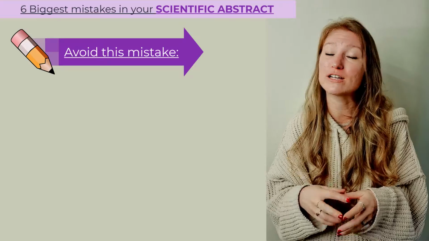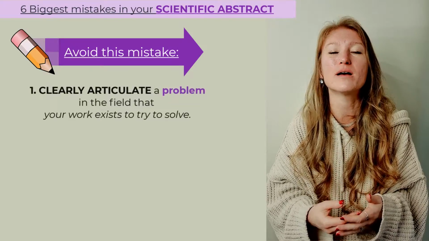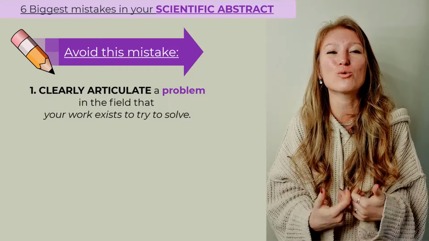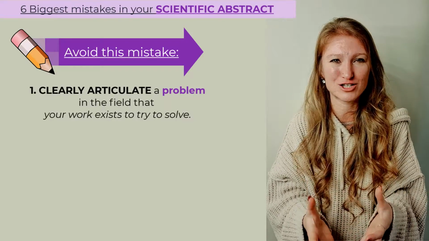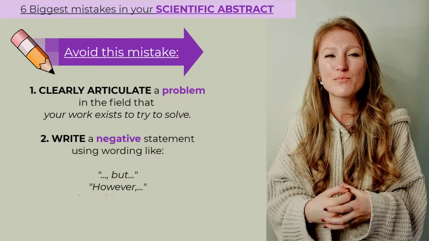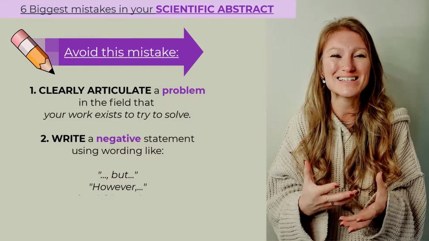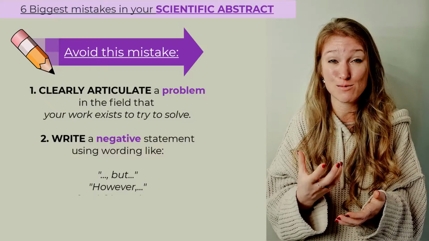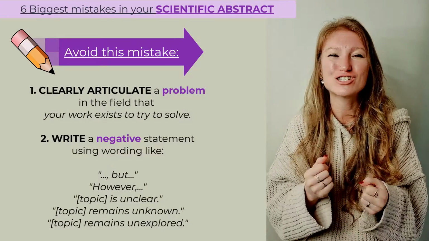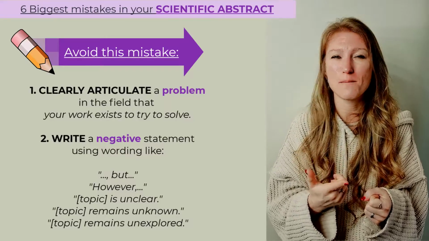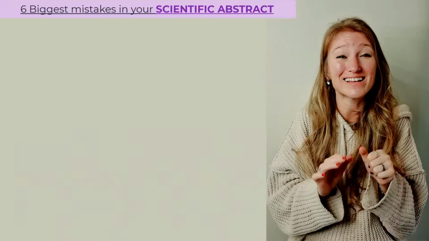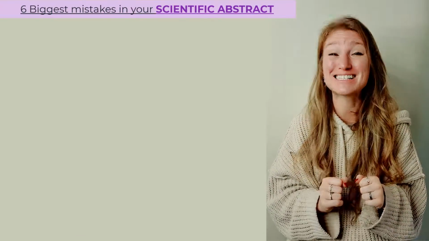What we want to do here is just clearly articulate a problem that existed out there in the world before we started this research that our work exists to try to solve. You want to do this by adding a statement with obvious negative wording, something like "but" or "however," to indicate to the reader that this is a problem. Otherwise, you can use direct statements of what information is missing, using direct phrasing like "is unclear," "remains unknown," or "remains unexplored."